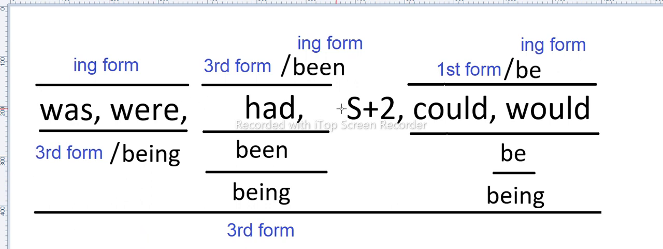First of all, past tense. Past tense means was, were, had, S plus two, could be. If you are using these words or this pattern, then it is past tense. The ing form means continuous. For example, was writing, were writing, that is past continuous. And if you have had plus third form, that is past perfect. And if you have had been plus an ing form, that is past perfect continuous.